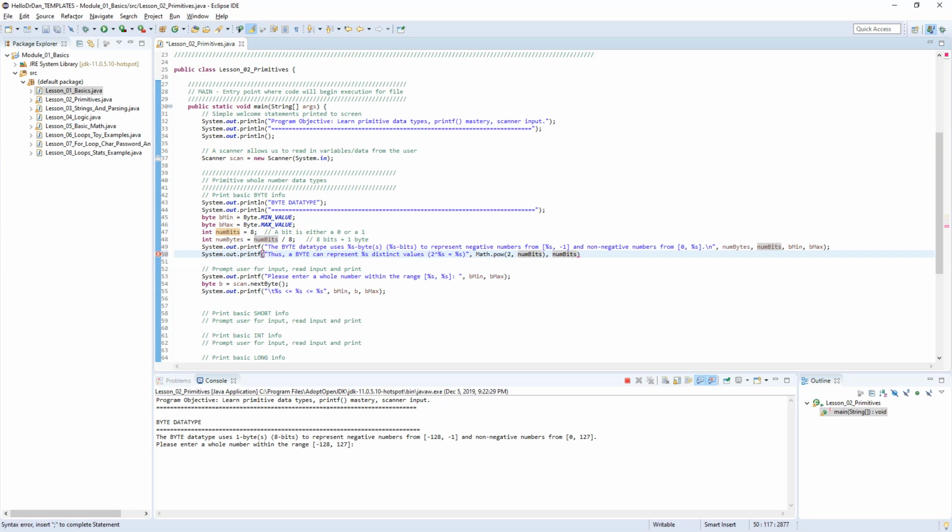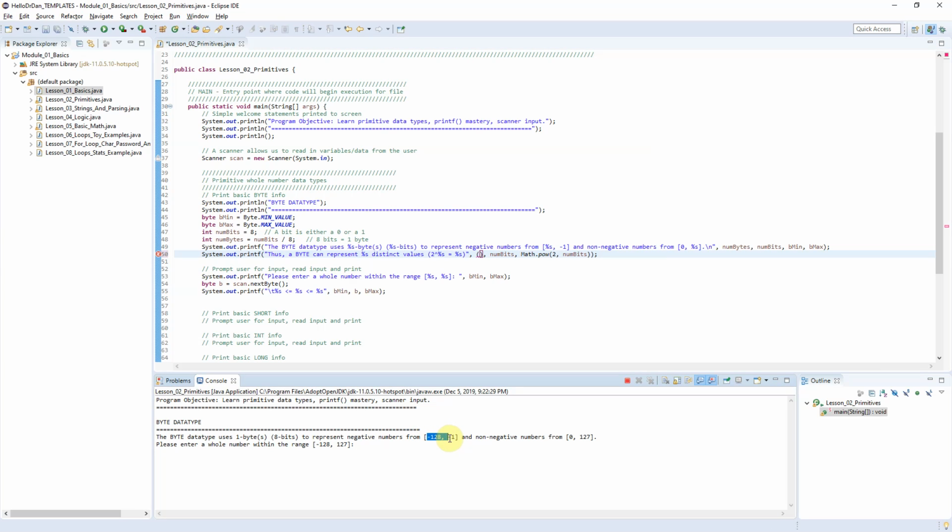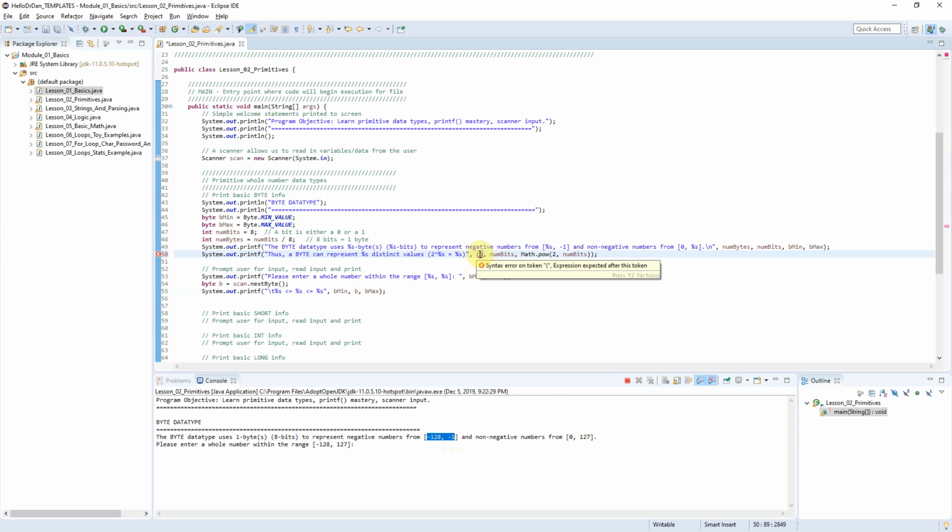Equals, and I'm just going to basically do the same thing right here. And actually, I'm going to do this a little bit different. On this first one, I'm going to compute this a little bit differently. So I'm going to actually use the minimum value and the maximum value. It's going from negative 128 to negative 1, and then it's going from 0 to 127. So I can represent this a different way.